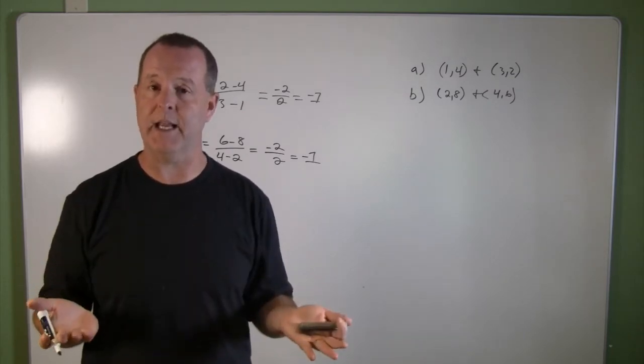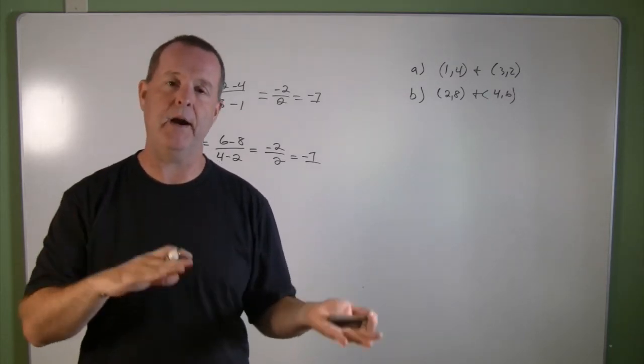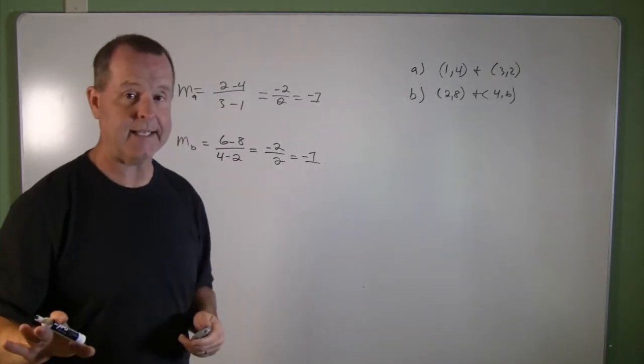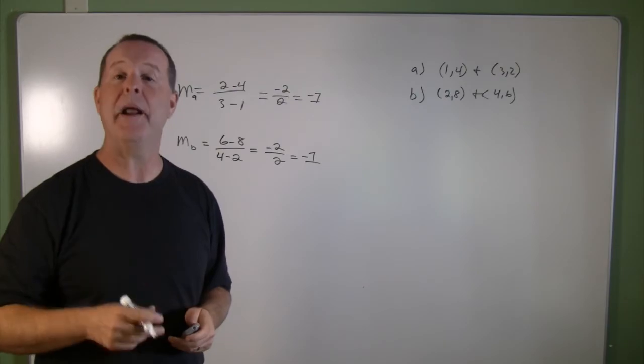And if they both have the same slope, they're parallel. They have the same steepness. They're not the exact same line, but they are parallel lines.